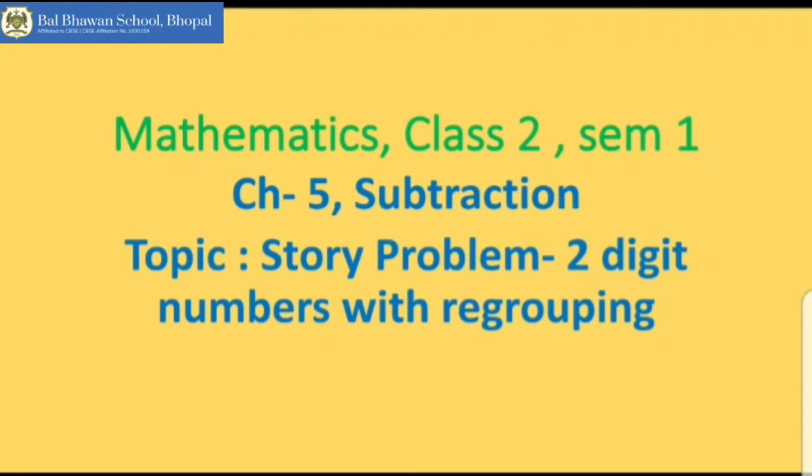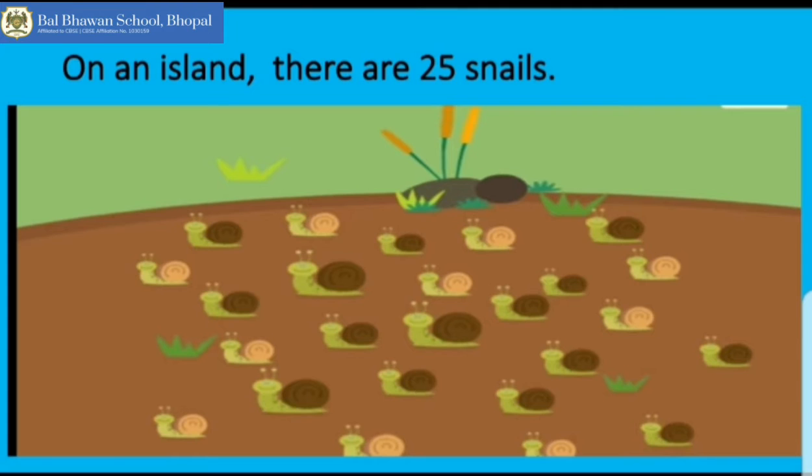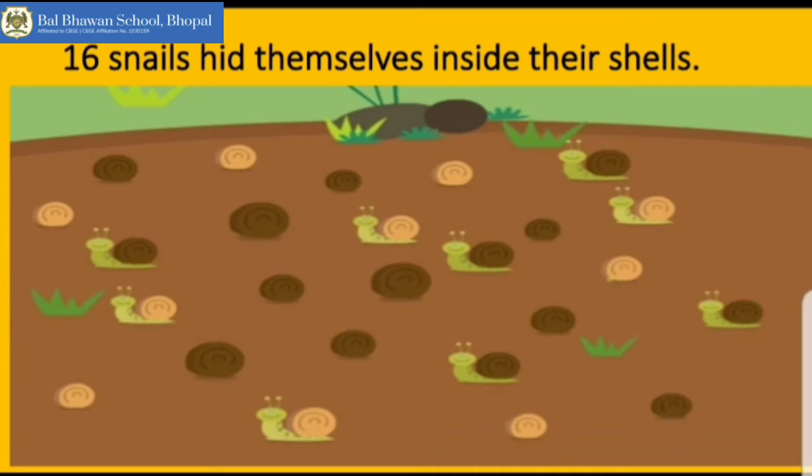Now we have already started with chapter 5, that is subtraction, and the topic for today is story problems, two-digit numbers with regrouping. Okay? So now here is one example. On an island there are 25 snails. Children, you can see in the picture here 25 snails are given. Now, out of these, 16 snails hid themselves inside their shells. You can see in the picture that some snails hid themselves inside the shells. And how many? 16.